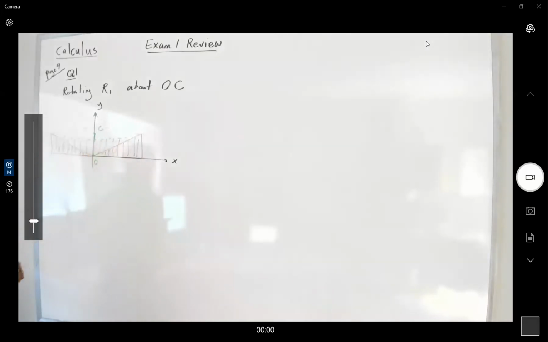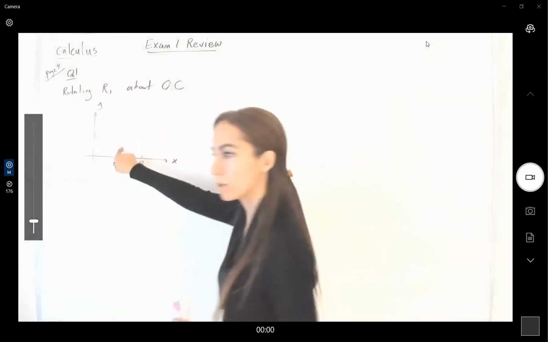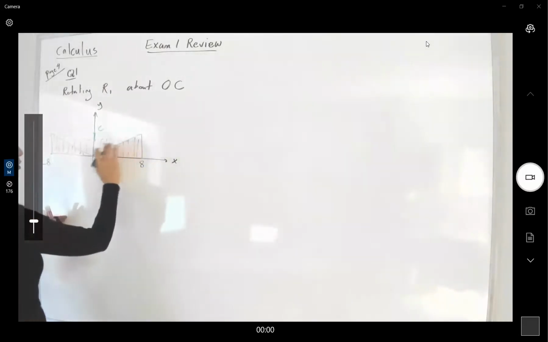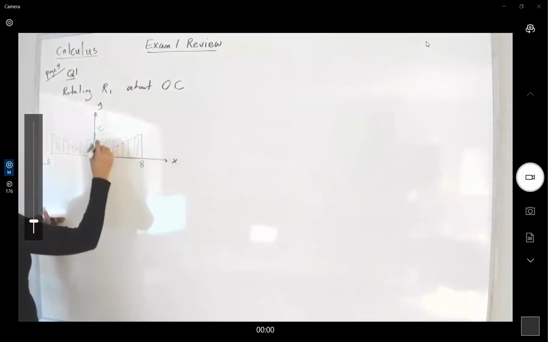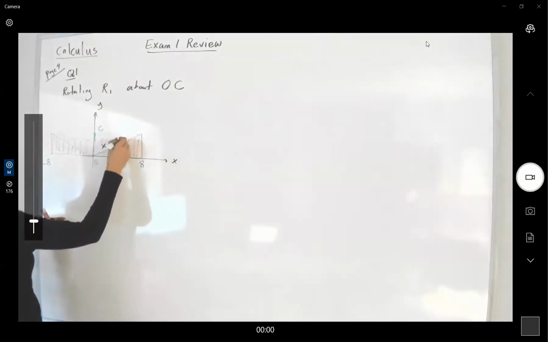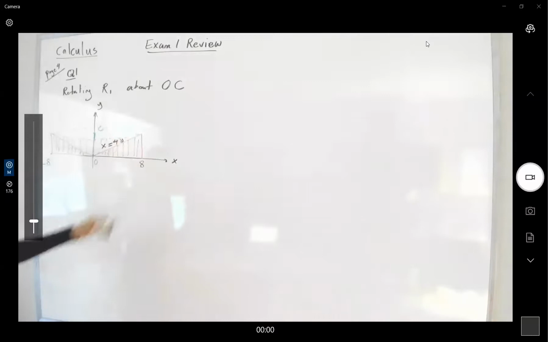And we want to know what the volume is. Do we have any other information? Yes, the intersection is 8. So it's going to be minus 8 on the other side. And the equation for this line is x equals 4y, where this is y and this is our x. Nothing else is given.